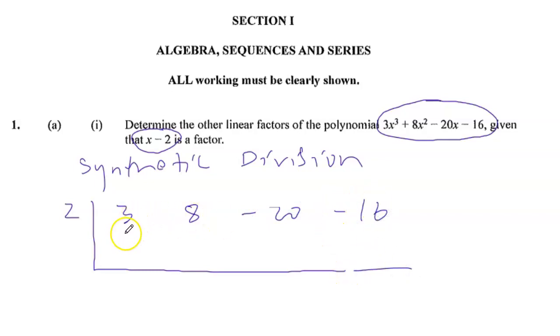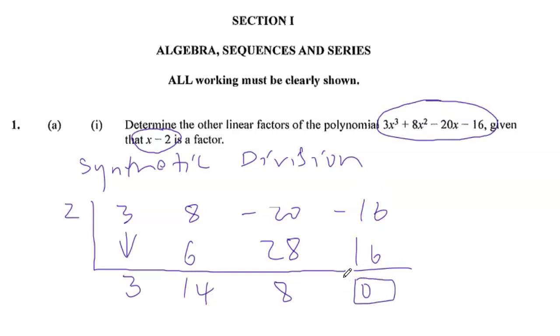So we bring down the first value, positive 3, multiply by the value outside, 2. 2 times 3, that's 6. 8 and 6, 14. So 2 times 14, that's 28. Negative 20 and 28, that's positive 8. 2 times 8, that's 16. Negative 16 plus 16, that's 0.